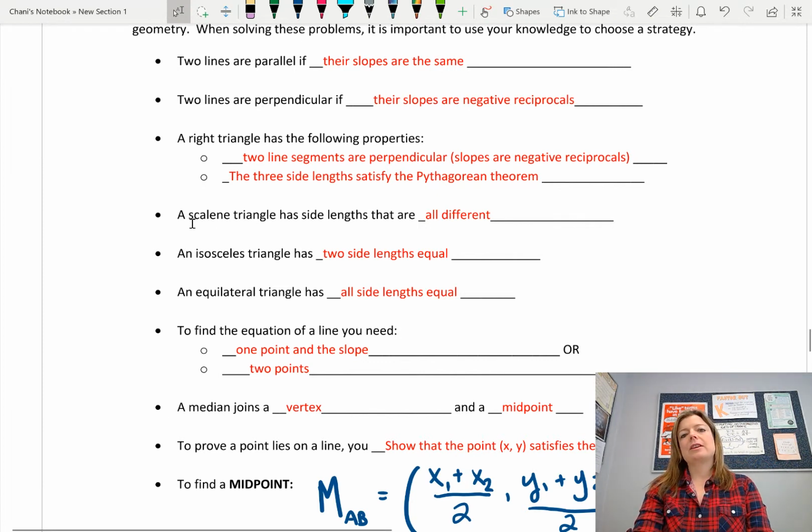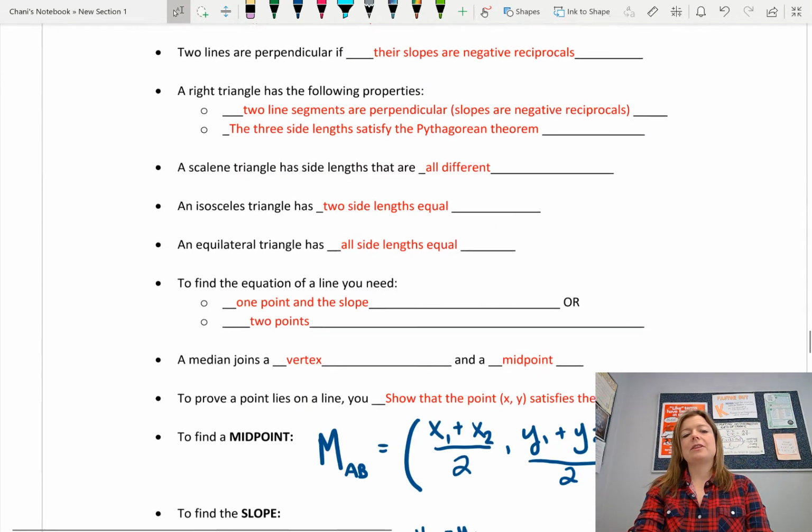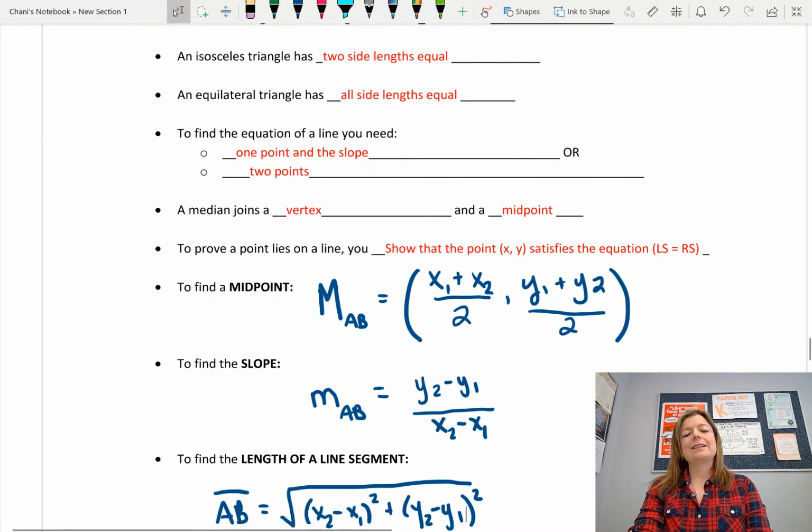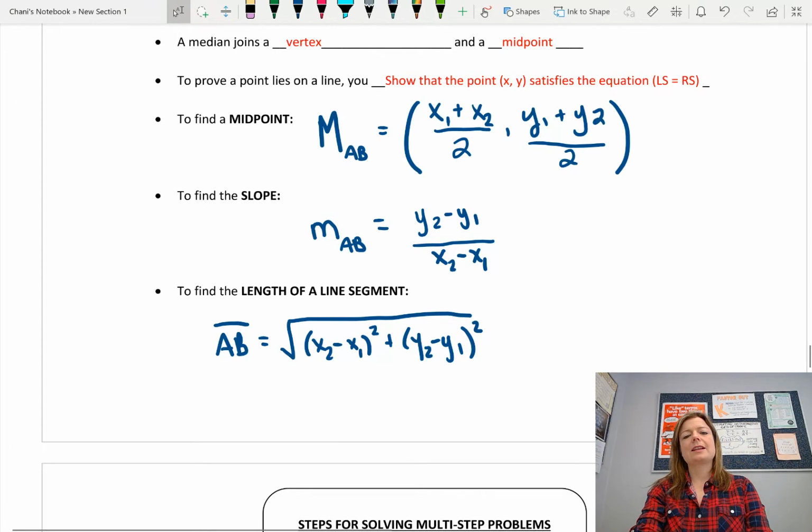If you're asked to prove if a triangle is scalene, you can just show that all side lengths are different. An isosceles has two side lengths equal, and an equilateral has all side lengths equal. Just remember, if you're ever asked to find the equation of something, you'll either need 1 point and the slope, or 2 points to find the equation of a line. Also, remember, a median is a line that joins a vertex to a midpoint. And if you're ever asked to prove a point lies on a line, which you will be, you need to show that that point, whatever it is, x, y, satisfies the equation of the line. And if it does satisfy the equation, that means it is a point on that line.